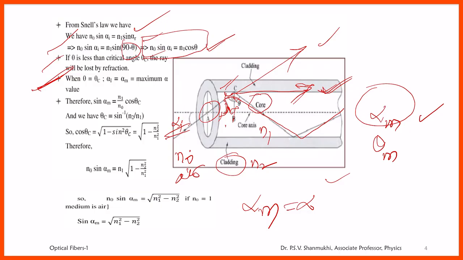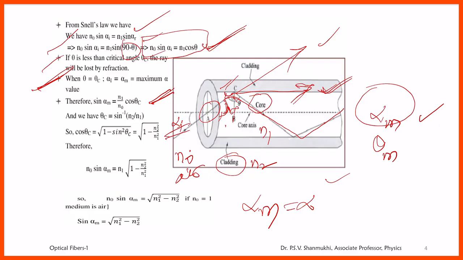Understood? Suppose we substitute the same thing in the above equation. What we get? N0 sin alpha I, where alpha I is nothing but alpha m, is equal to N1 cos theta, nothing but theta c. I am taking this equation. Therefore, sin alpha m is equal to N1 by N0 cos theta c.